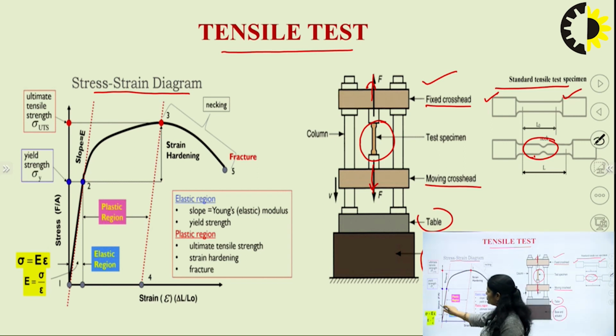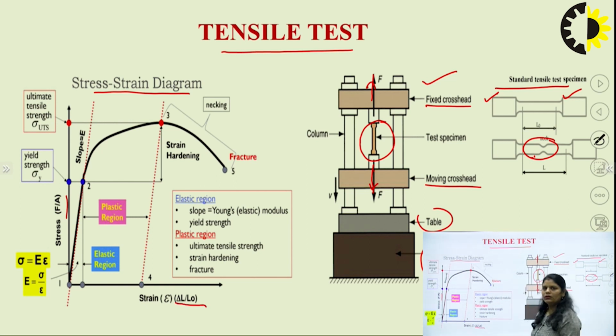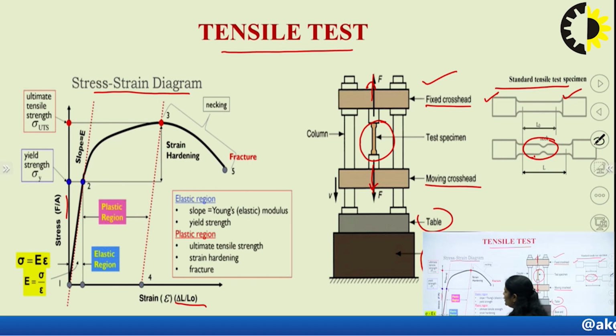As we all know, stress is the load upon area and strain is the change in length upon original length. In this diagram we can see from point 1 to point 2 there is a linear relationship between the stress and strain. This is the elastic region. What is the meaning of the elastic region? It means when we remove the force, the material will regain its original shape. And these are directly proportional to each other.